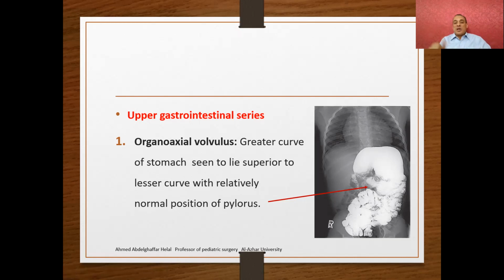Also, the pylorus, which is pointed to by the arrow, will appear relatively in its normal position. However, it is very important to observe this: the greater curve of the stomach is superior to the lesser curve of the stomach. So this displacement indicates that there is organoaxial volvulus with a normal or relatively normal position of the pylorus.